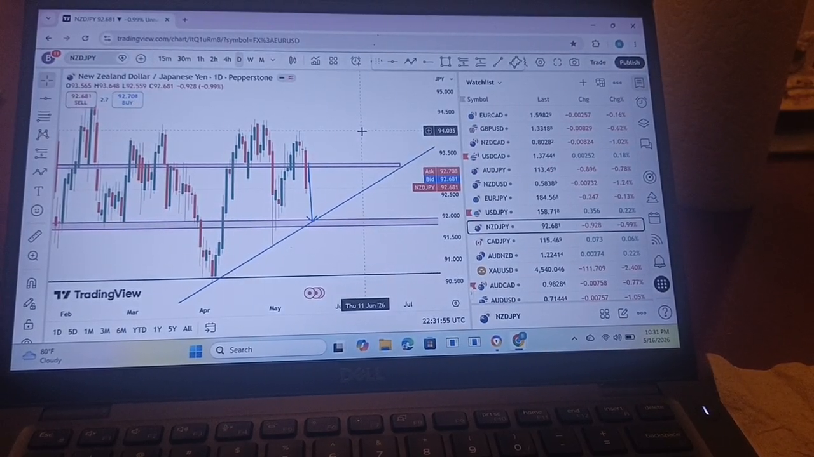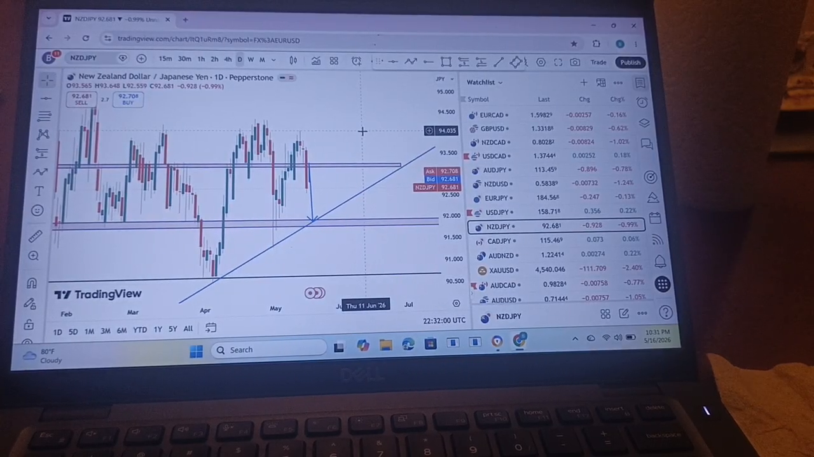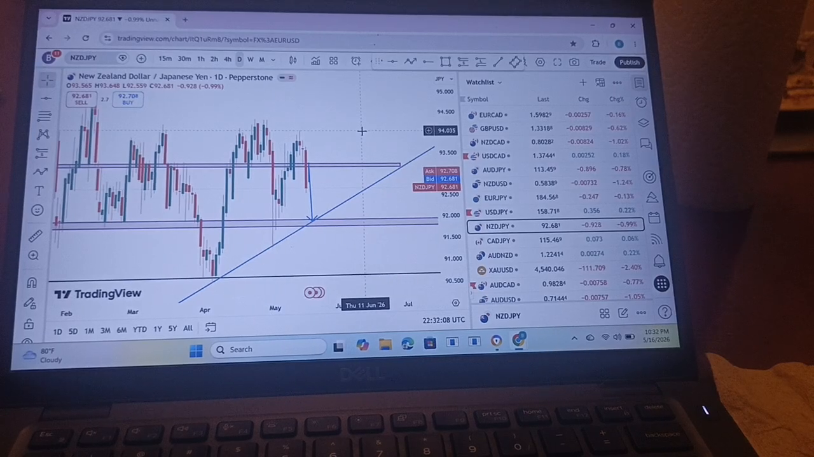Now, I enter one pair at a time. That way gives me the proper confirmation before I enter the trade. So I analyze all the pairs, and if it is two, three, four, I pick the best one that gives me the perfect confirmation, and then I enter. So that is it.